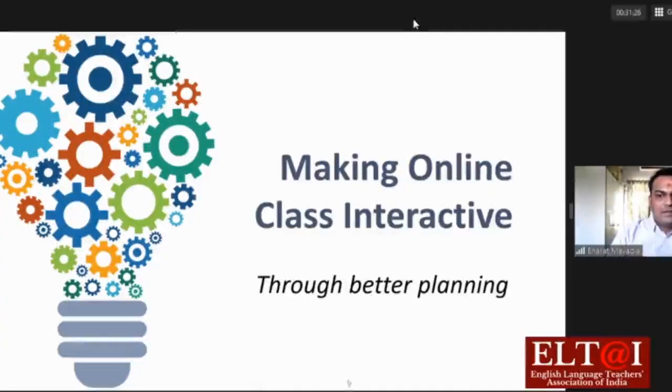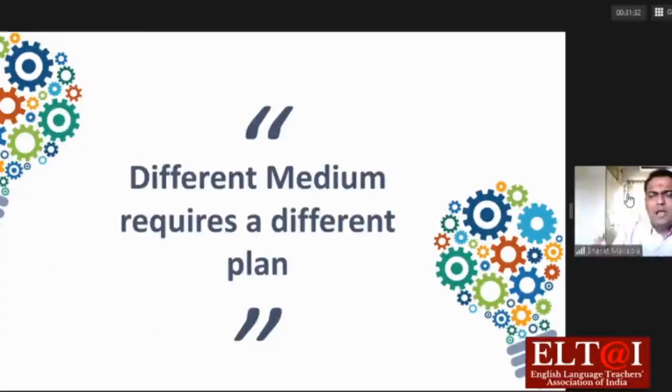The first way of making the online class interactive would be through better planning. Everyone plans, all of us do plan, and we have been planning since the day we started teaching. Today, the medium of our planning has changed. The way we have been planning till now will differ a little.